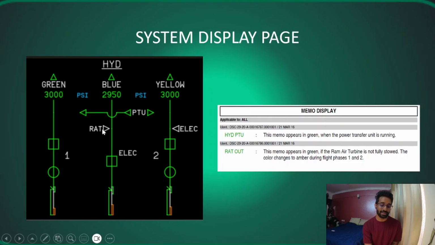If it is working, it will become green. Elect pump, this is the blue electric pump. The yellow electric pump is off, which is why it's hollow. If it is working, it will be green and solid. This is your engine 2 driven pump for the yellow system. So PTU is not working now. If PTU is working, on your memo it will be written HYD PTU. This memo appears in green when the power transfer unit is turning. We'll see examples of it. You will see another memo in your EWD page, which is the upper display: RAT OUT, if your RAT is working or if the RAT has been deployed. So I hope the system display page is also clear for you.